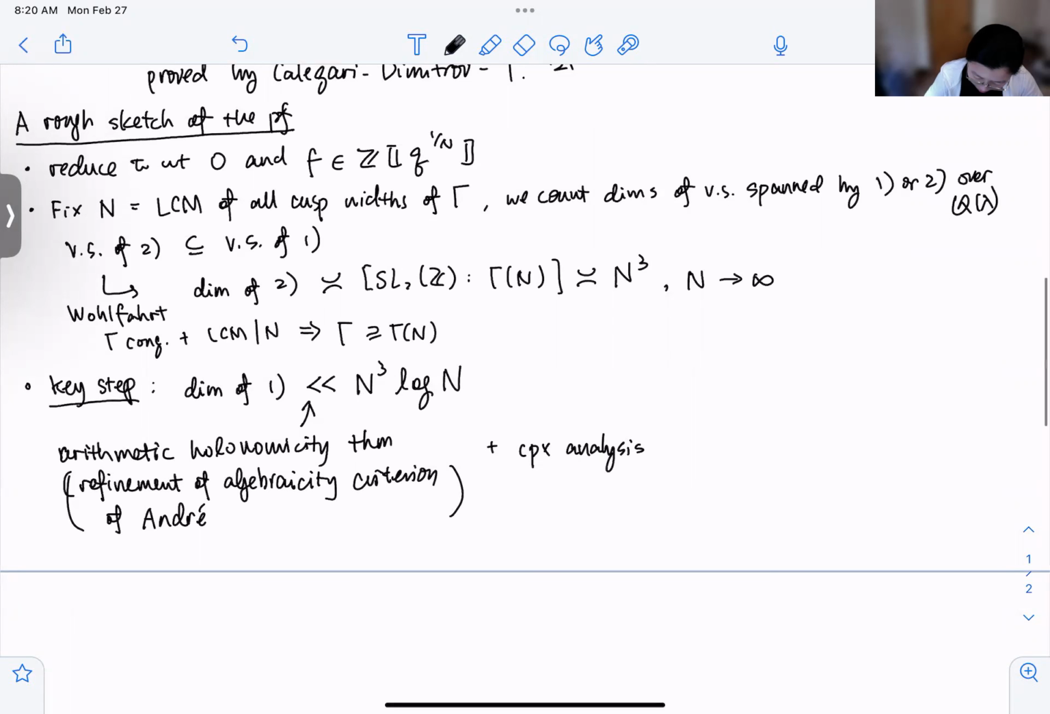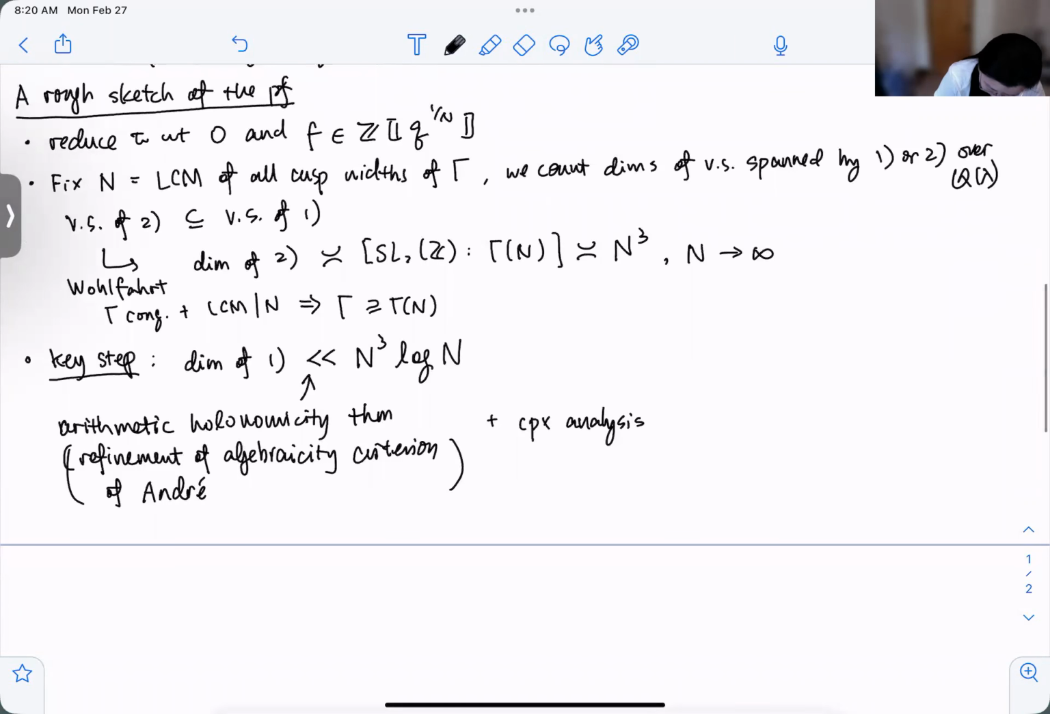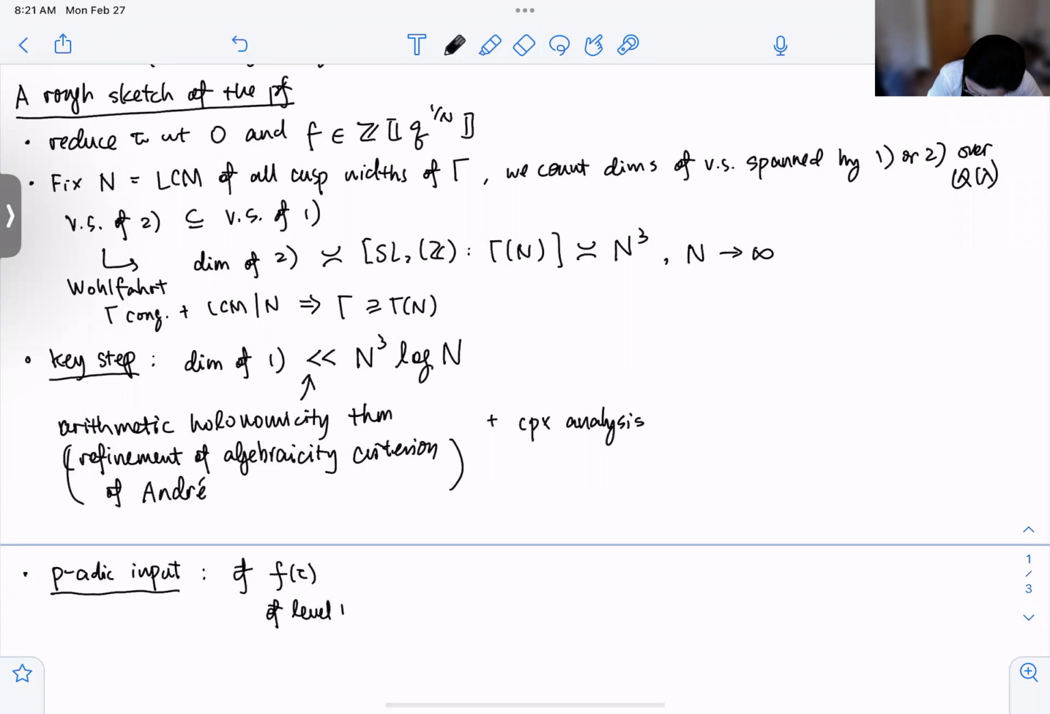Okay, so now we have an upper bound of the dimension of V1 and we have a lower bound, which is actually a precise estimate of the dimension of V2. And we want to prove these two things are the same. So the last part of the proof is a p-adic input, which says that if we have a modular form, a counterexample of level n, which lies in V1 but not V2.